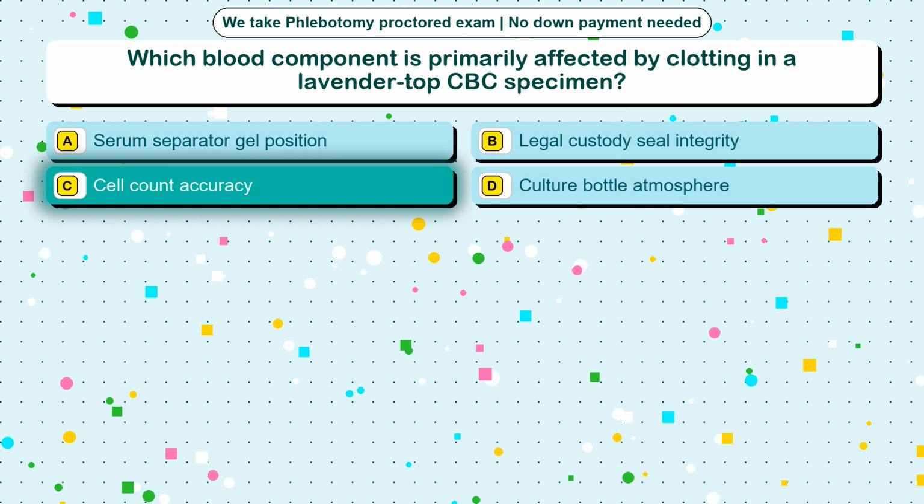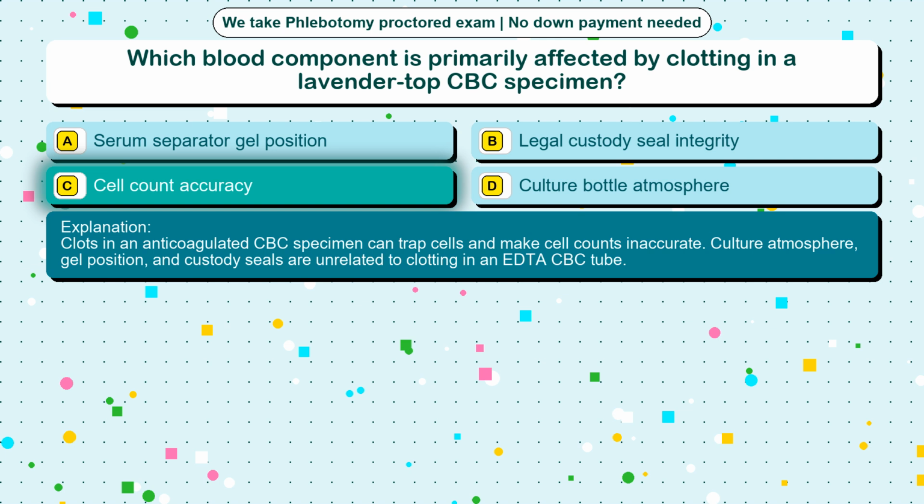The correct answer is option C. Cell count accuracy. Clots in an anticoagulated CBC specimen can trap cells and make cell counts inaccurate. Culture atmosphere, gel position, and custody seals are unrelated to clotting in an EDTA CBC tube.